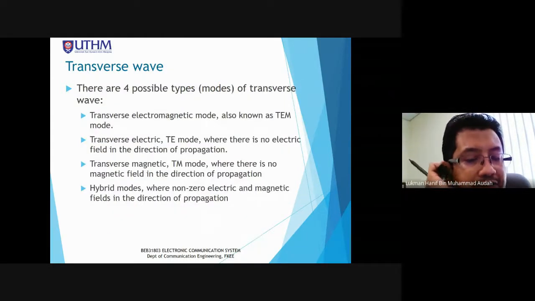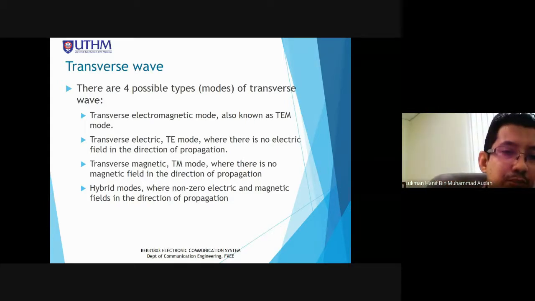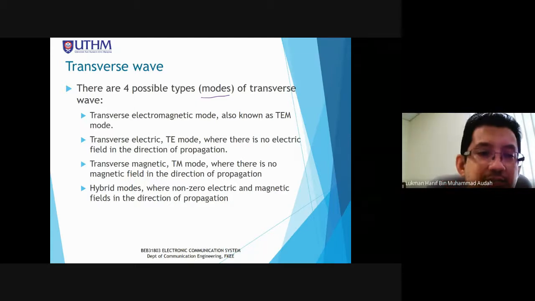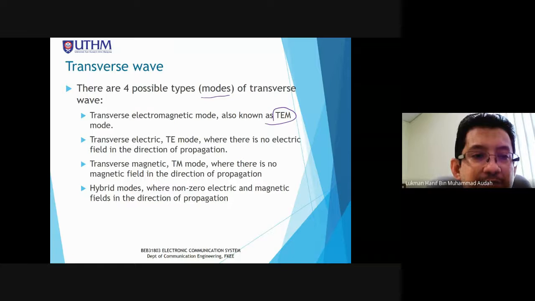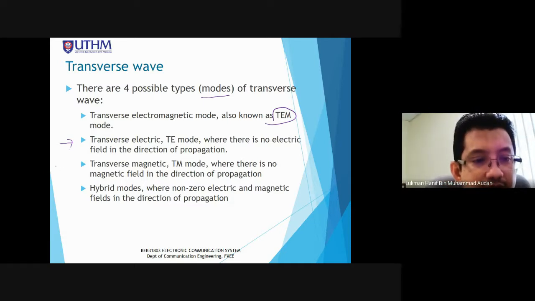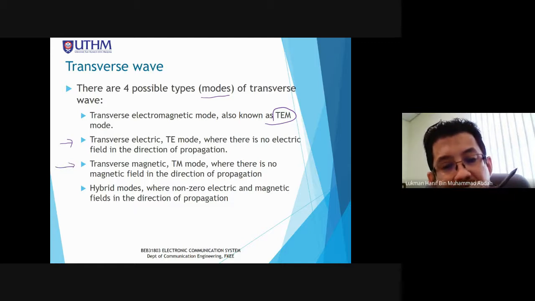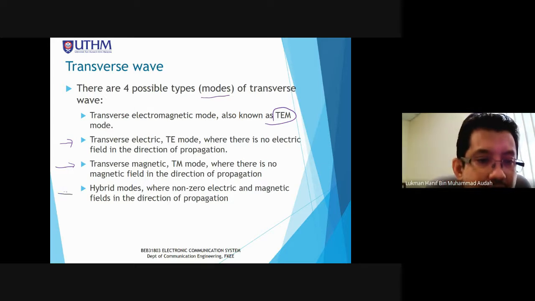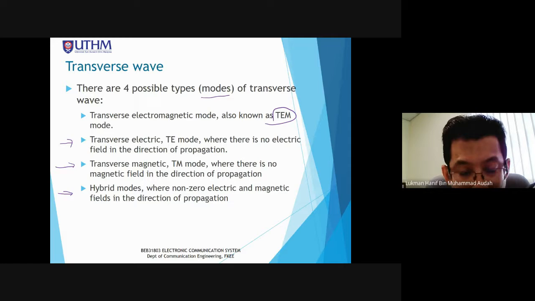So transverse wave ada 4 jenis. Okay, there are 4 types. What we call as modes. Okay, modes. So transverse electromagnetic mode known as TEM modes. Okay. Kemudian transverse electric TE, where there is no electric field in the direction of propagation. And then transverse magnetic TM mode, where there is no magnetic field in the direction of propagation. And then hybrid, a combination of TE and TM.